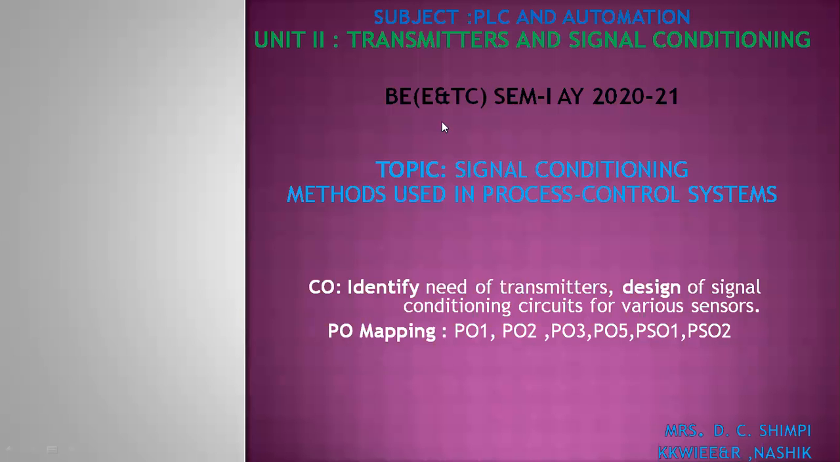Hello friends, today we are going to discuss the signal conditioning methods which are used in process control systems. This is from the subject PLC and automation and from the unit transmitters and signal conditioning. The course outcome of this unit is to identify needs of transmitters and design signal conditioning circuits for various sensors, and the PO mappings are PO1, PO2, PO3, PO5, PSO1 and PSO2.